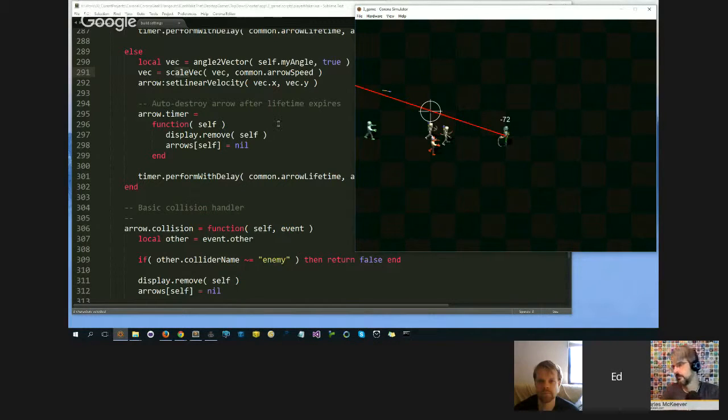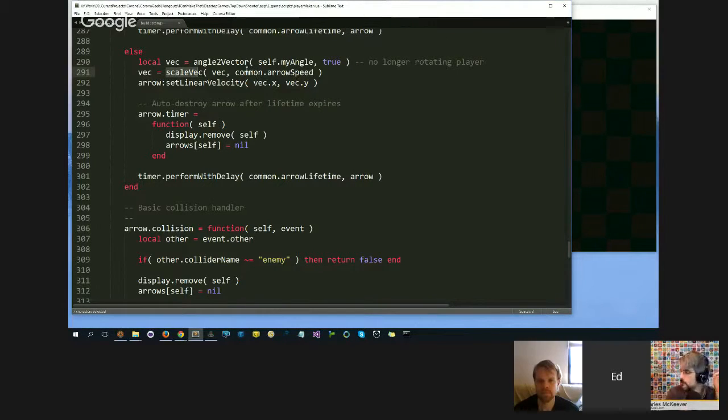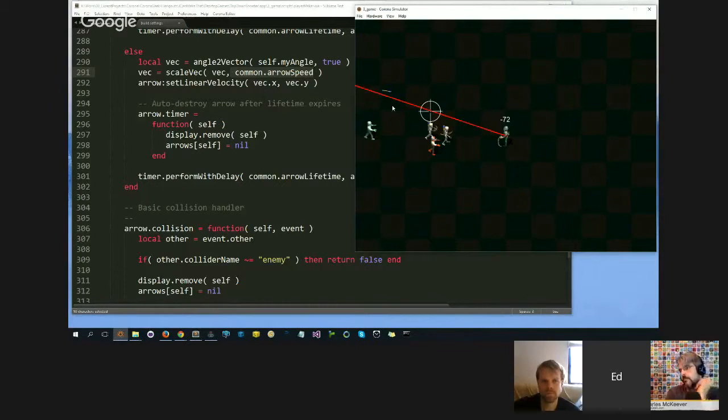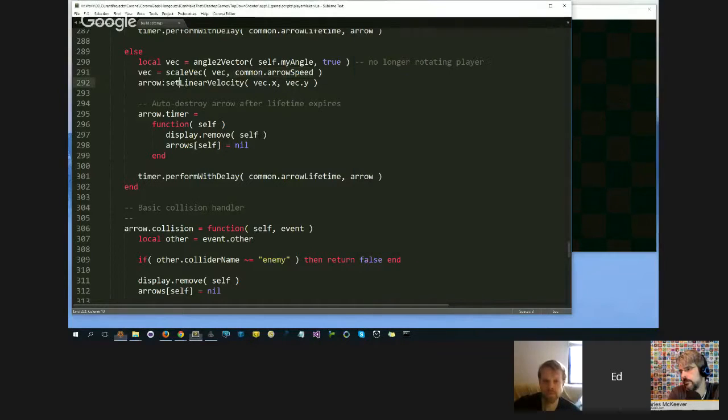But the point is that we start off with an angle. We calculate a line, which is a vector, based on that angle. And then we have already generated the proper graphic at this point. And then we simply scale that vector to be the length of our arrow speed. So if our arrow is moving at 150 pixels per second, it will take this long line and then scale it down to 1, and then scale it back up to 150 pixels long. Then we take those two components, the x and y components, and we put them into set linear velocity.